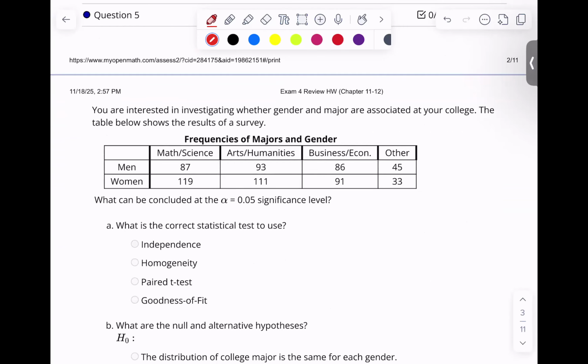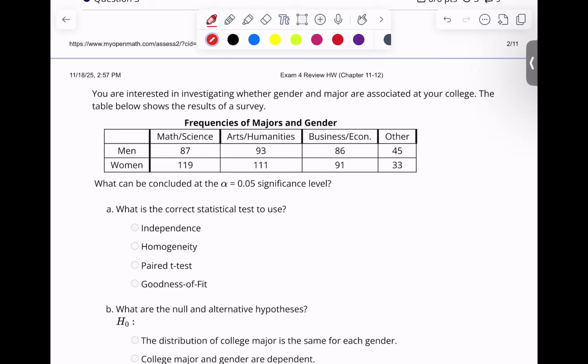Oh, another matrix problem, another table problem. You are interested in investigating whether gender and major are associated at your college. The table below shows the results of a survey. So we have in the rows, men and women, and across the columns, we have various majors. We have math science majors, arts and humanities, business, econ, and then other majors.